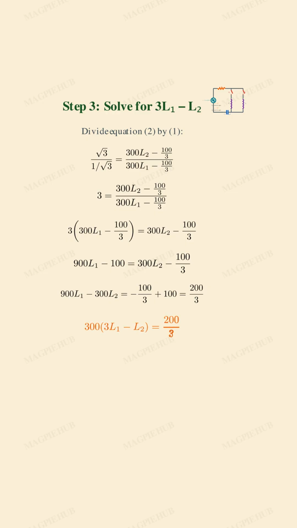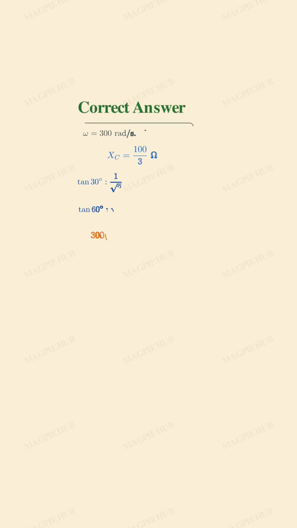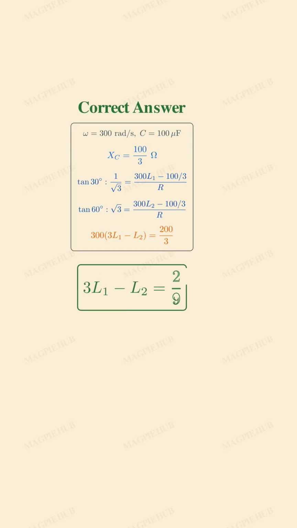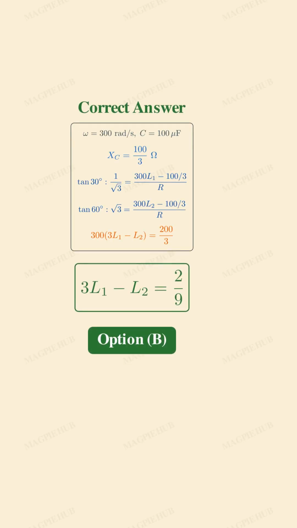Rearranging, 900 L1 minus 300 L2 equals 200 by 3. Factoring out 300, we get 300 times the quantity 3 L1 minus L2 equals 200 by 3. Therefore, 3 L1 minus L2 equals 200 over 900, which simplifies to 2 by 9. The value of 3 L1 minus L2 is 2 by 9. The correct answer is option B.